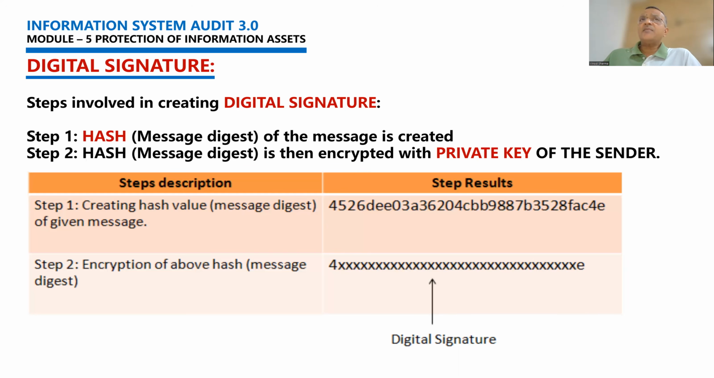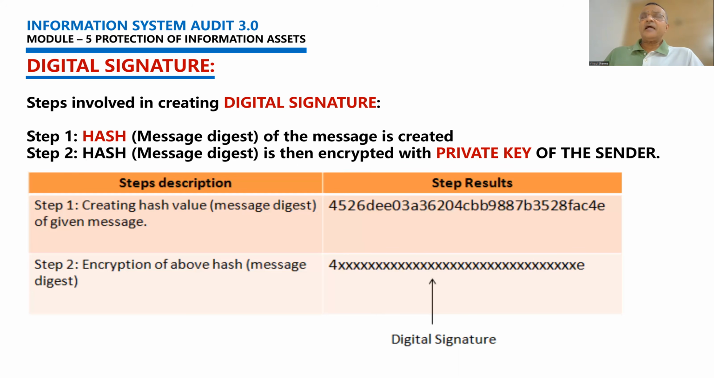Now, this hash, or message digest, is then encrypted using the private key of the sender. Now, look into it first. When in the first step I'm encrypting a message, I'm trying to concern the integrity issues, right?